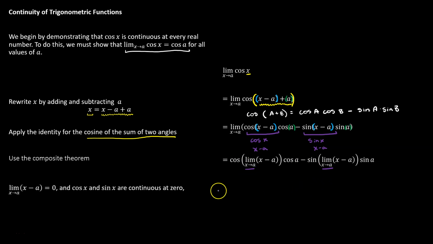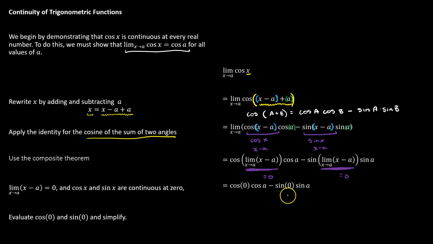And now we're going to use the fact that those limits, where x is approaching a for x minus a, are the same in both spots. Those each are equal to 0. And since cosine and sine are continuous at 0, we can evaluate cosine at 0. We can evaluate sine at 0. Now we just need to simplify. We know cosine at 0 is equal to 1. Sine at 0 is equal to 0. So we replace those with their values. And then we simplify yet again.